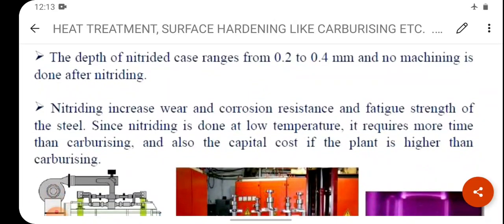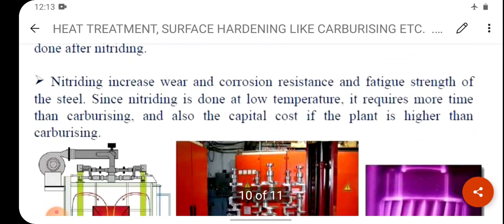Now the depth of nitrided case ranges 0.2 से 0.4 mm, जो कितने केस को मतलब सरफेस को हार्ड करेगा, नाइट्राइड करेगा. The depth of nitrided case range is 0.2 to 0.4 mm, and no machining is done after nitriding. So machining is not required after nitriding process. So nitriding increases wear and corrosion resistance and fatigue strength of the steel. क्या क्या इंक्रीज करेगा? Corrosion resistance, wear resistance and fatigue strength of the steel.